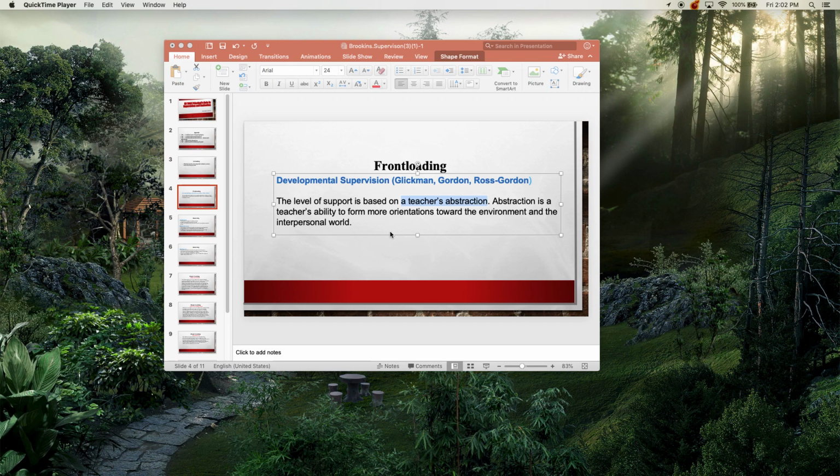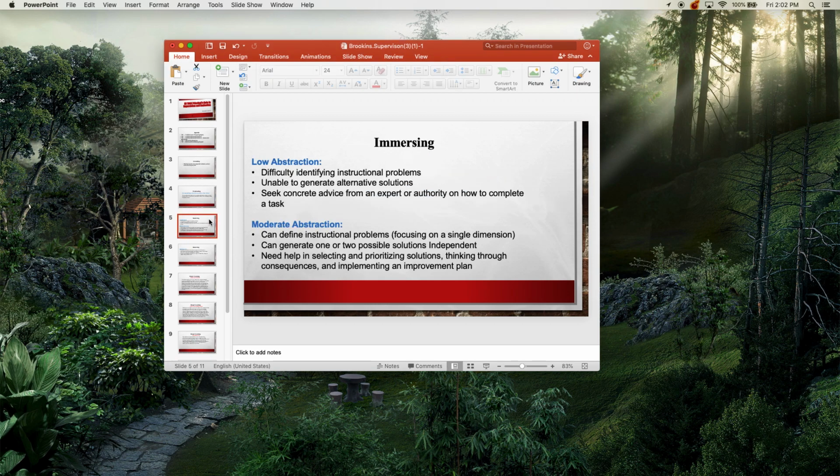So, abstraction is the teacher's ability to move from one orientation to more orientations in the context of a classroom or a department or a building. At the first level, we said that's a low level of abstraction. The educator or the teacher has difficulty identifying instructional problems. They are unable to generate alternative solutions, and they seek concrete advice from a person they deem an expert or an authority on how to complete a certain task.